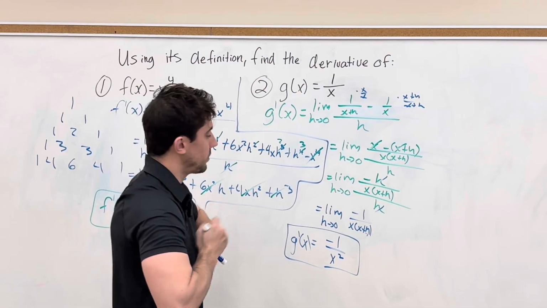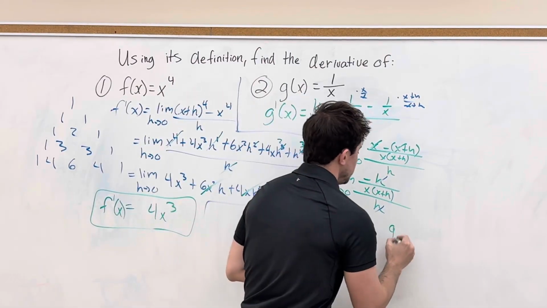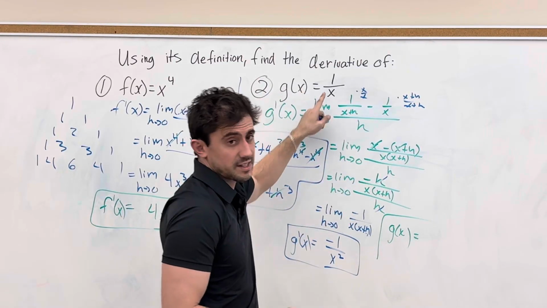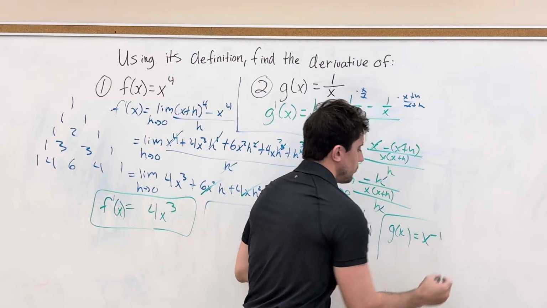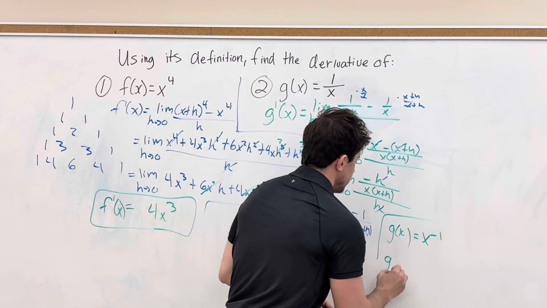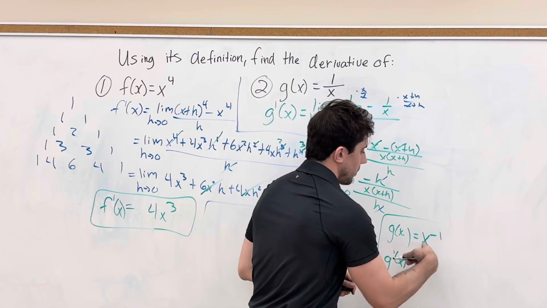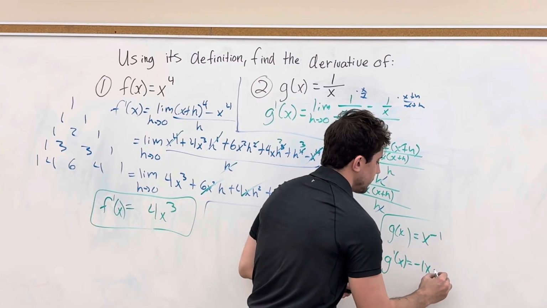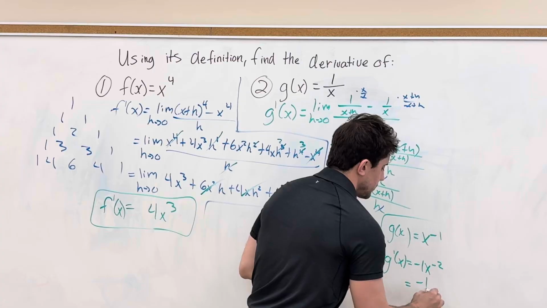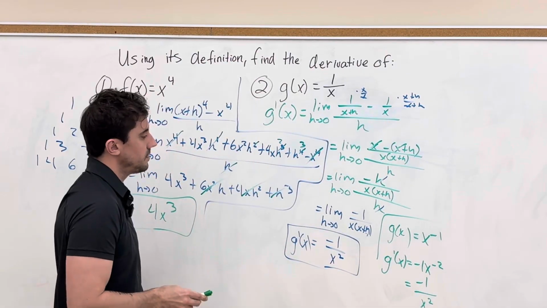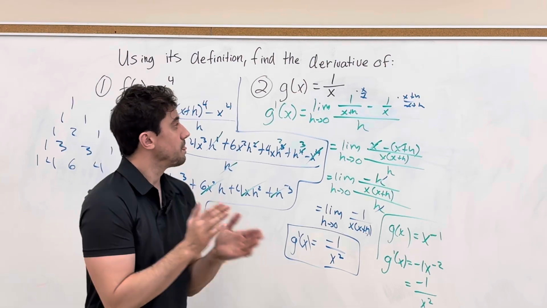We can check that really quick using the power rule, right? G of x, box this off, is 1 over x, which is the same thing as x to the negative 1. And so that means that its derivative is multiply the exponent out front, drop the exponent down by 1, so that's negative 1 x to the negative 2. And as you know, that is the same thing as negative 1 over x squared, which is what we got using the definition.